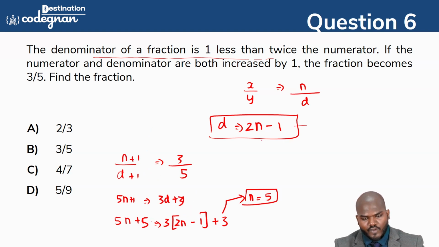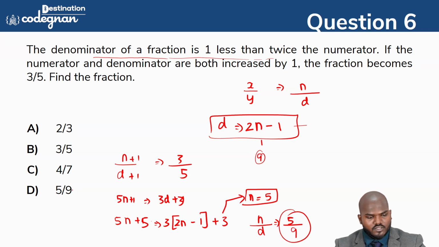So to find the denominator here, that is 2 times (n minus 1), so that is 10 minus 1. We can call the value 9. So combining the numerator and denominator, we can call it 5 by 9 is the final answer. Option D is the correct answer in this one.